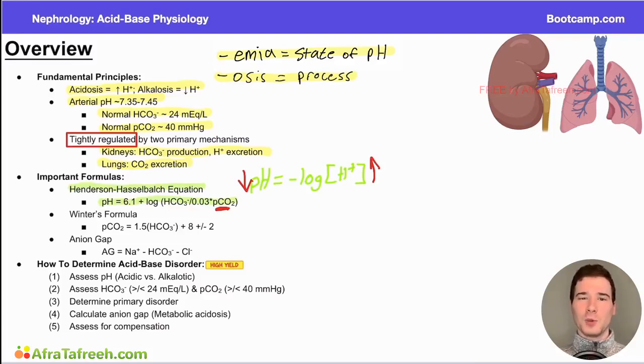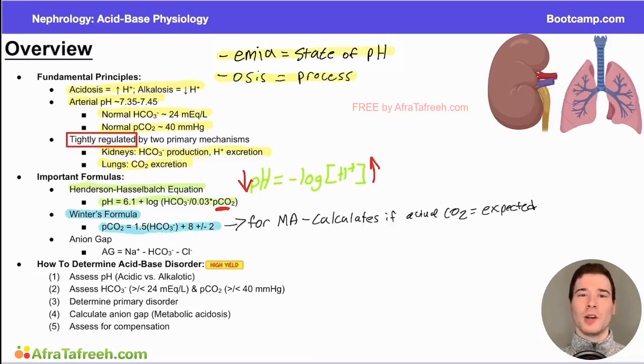So the next equation we're going to talk about is Winter's formula. Winter's formula is listed right here. It's PCO2 equals 1.5 times the bicarb plus 8, plus or minus 2. And this is actually going to make a lot more sense when we start doing practice problems, but essentially Winter's formula is something that we use in a state of metabolic acidosis to determine if there is an appropriate compensation being made. So what do I mean by that?